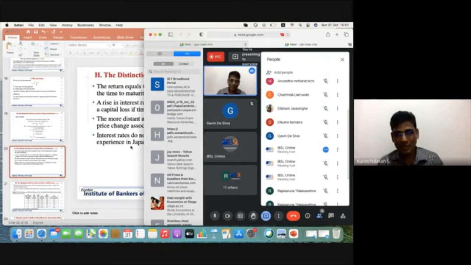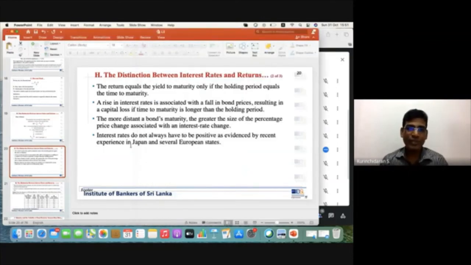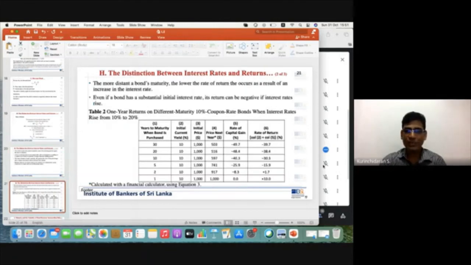Actually, this is not a kind of rocket science. Sometimes you may be able to catch up even when you forget the calculation. If you just try a calculation, there is nothing difficult to understand. So it's another explanation: the more distant a bond's maturity, the greater the size of the percentage price change associated with an interest rate change. I will explain with an example.